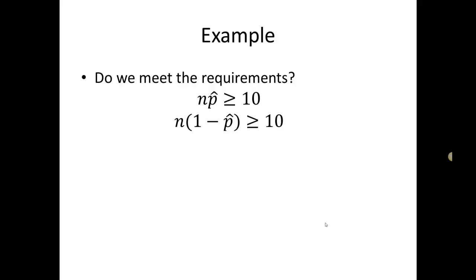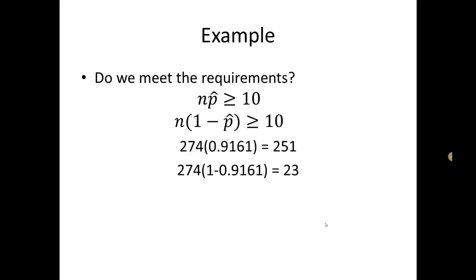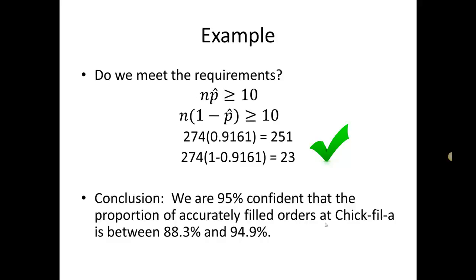Next, we check to see if we meet the requirements. Remember, both n times p hat and n times 1 minus p hat need to be bigger than 10. So I plug in the values I had for n and p hat into those equations. I get 251 and 23, which are both bigger than 10. So we do meet the requirements for this confidence interval. In conclusion, we would say we are 95% confident that the proportion of accurately filled orders at Chick-fil-A is between 88.3% and 94.9%.